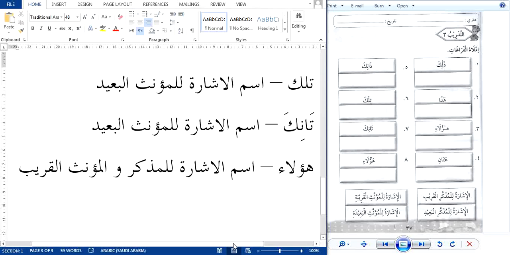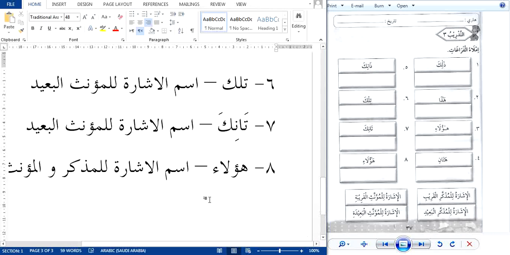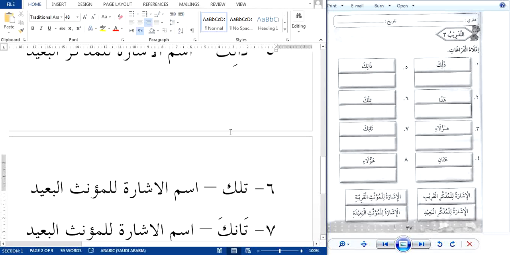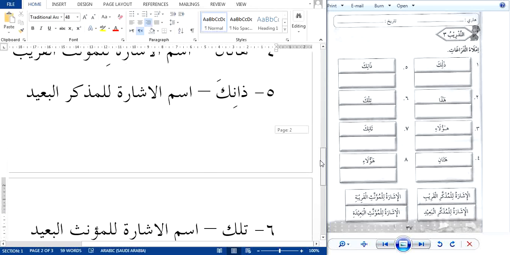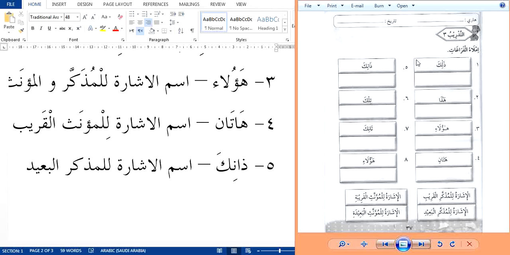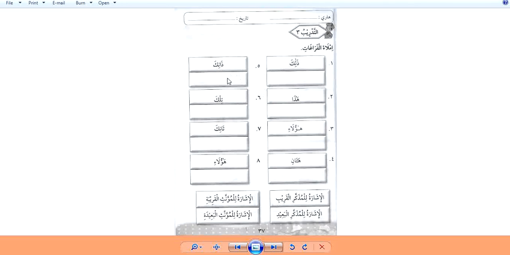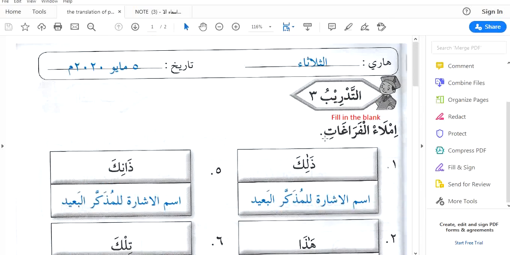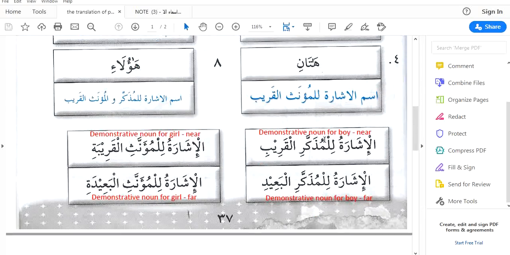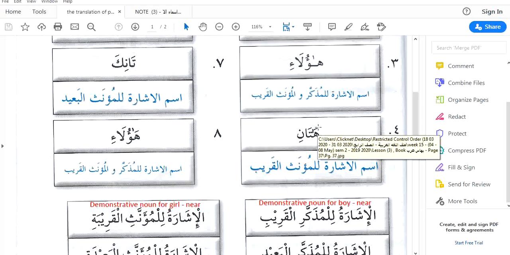Okay. If you are following my clue that I explained in my previous video, inshallah it will be easy for you to differentiate these asma al-ishara, these demonstrative nouns. So I'm going to upload this page and you need to answer the questions. If you have the book, you just write the answer in your book. And then I'm also going to upload the answer so you may copy it more clearly, and the explanation too.